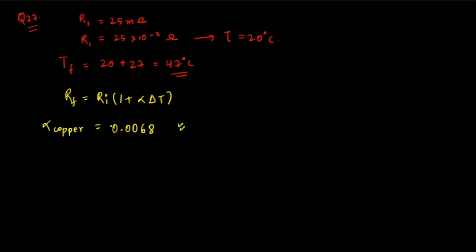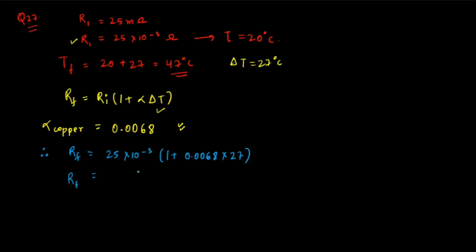So we got the value of alpha, we have the initial value of resistance, and we have to find the final value of resistance. The change in temperature is 27 degrees Celsius. So we'll substitute all the values and find the final resistance at 47 degrees Celsius. Final resistance must equal the initial resistance, 25 times 10 to the power minus 3, times 1 plus alpha, which is 0.0068 times 27. Just solve this relation and tell me what the value is.